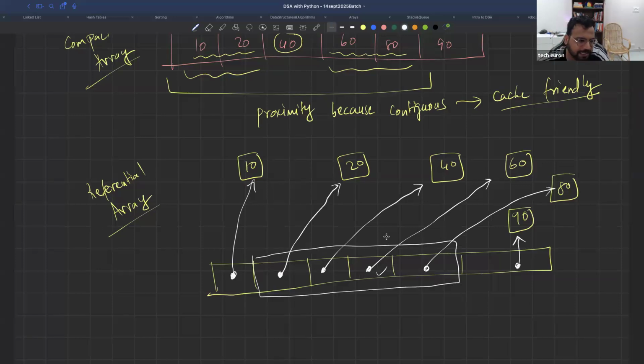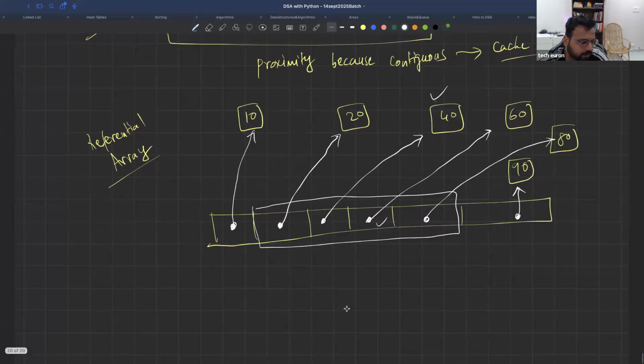Because you are only getting the address. Anyway, you have to go to the memory and read it. So this is not cache friendly. Actually only the addresses are contiguous. Did all of you understand? See, these are theory parts. This is not very needed for your interview perspective. Nobody is going to ask you all this. But understanding of the array is important. These things are important.